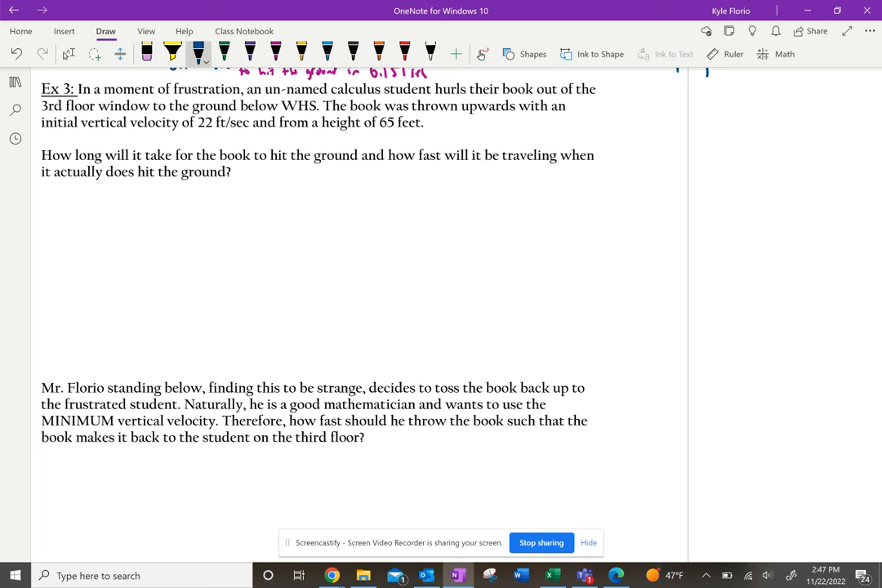Okay, so someone's throwing their book out of the building, and they're throwing it upwards, so the initial vertical velocity is 22 feet per second. It's positive because they're throwing it up. Imagine you're standing on the 3rd floor of the school, and you throw your calculus book up, and then it's going to come down. The initial height, the height of the 3rd floor, is 65 feet.